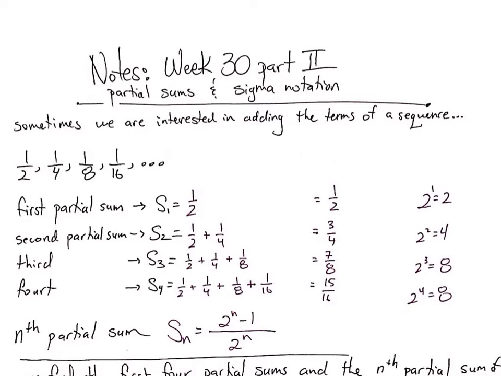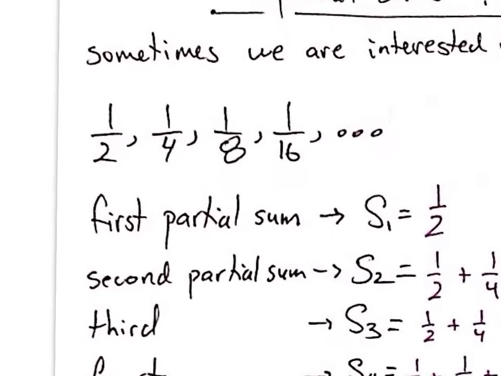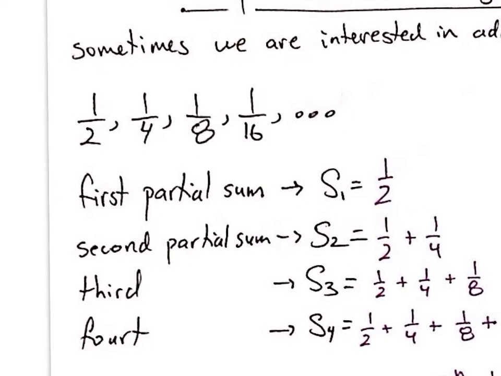All right, week 30, part 2, partial sums and sigma notation. Sometimes we're interested in adding the terms of a sequence. Here we have a sequence of numbers: 1/2, 1/4, 1/8, 1/16. It looks like the pattern is that the denominator doubles; we multiply by 1/2 each time.